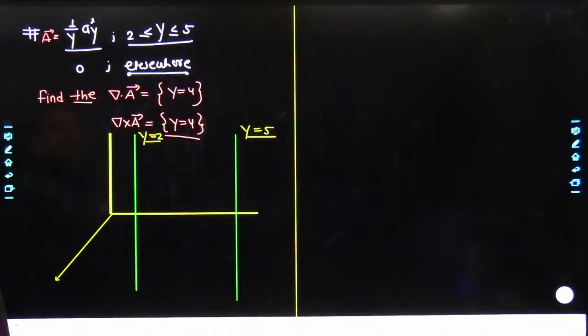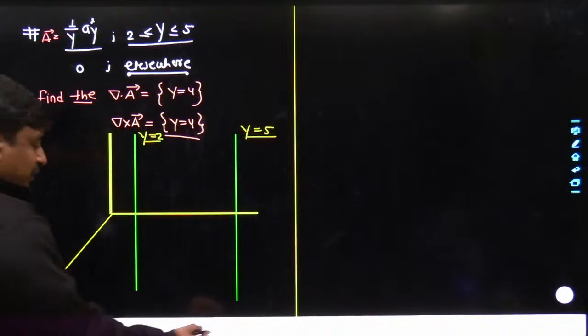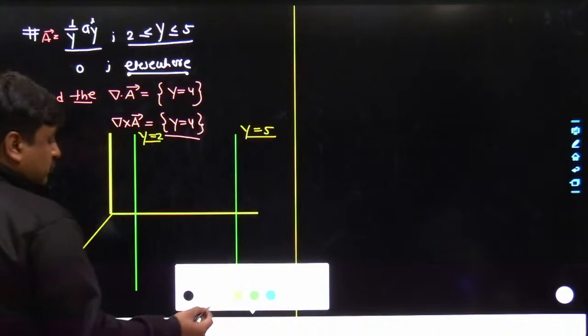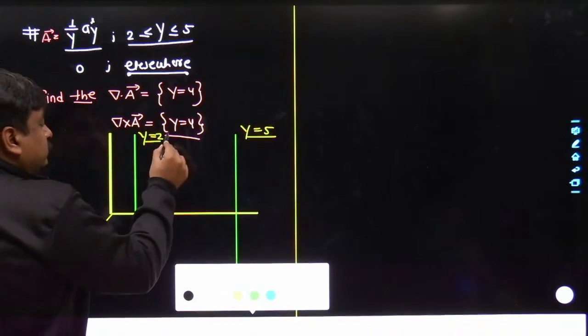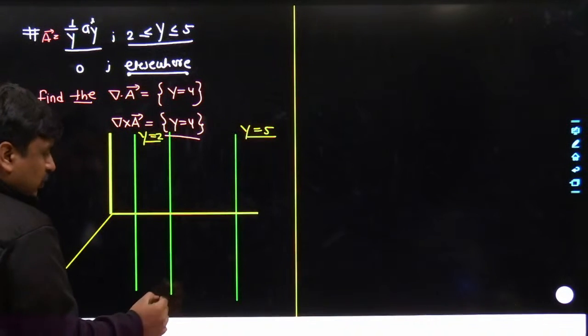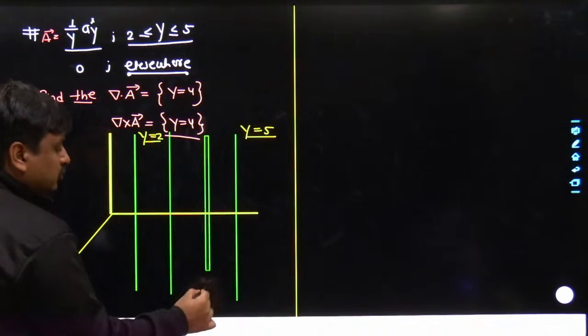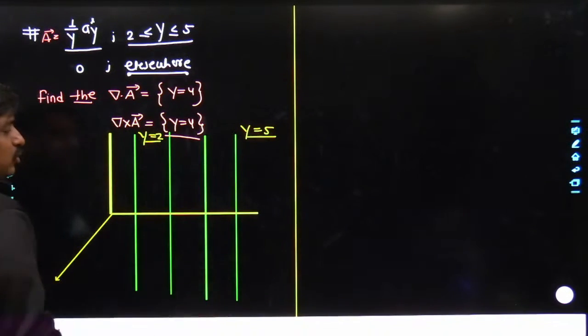Tell me, how will we draw this particular vector field? What I would be doing here is take 3, then 4, then 5. For better clarification, why don't we take y equals 3, here goes y equals 4, and there it goes y equals 5.